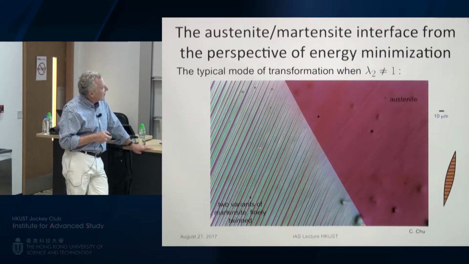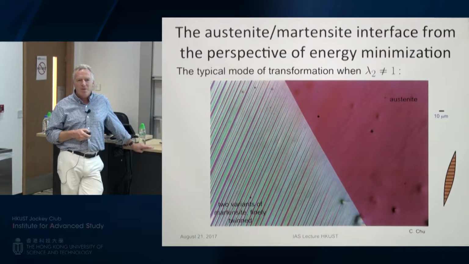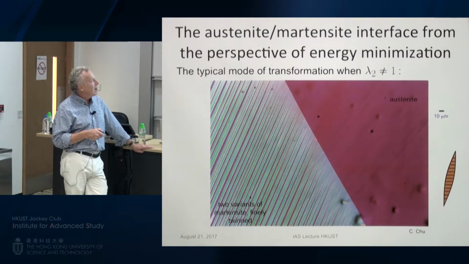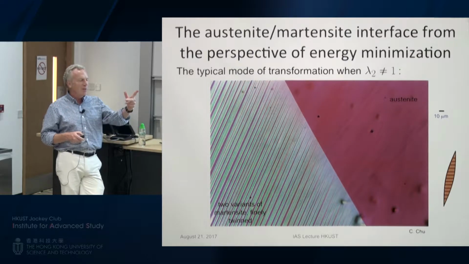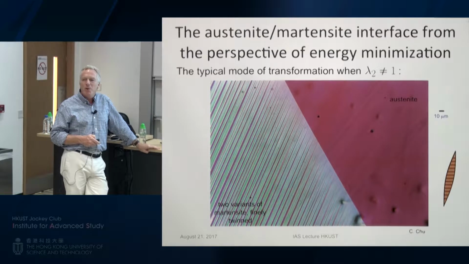Okay, so what is it? There's the austenite cubic phase. By the way, this interface is very beautifully straight. In the early days of martensite, people measured the normal to this interface and expressed the normal in components of the cubic basis. Take the cubic basis, write the components of the normal in that basis. And they were not small integers.